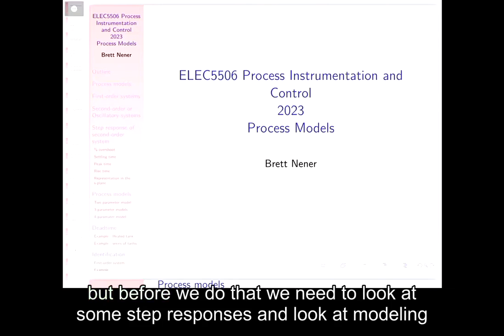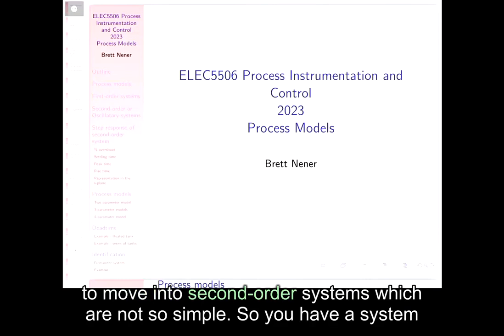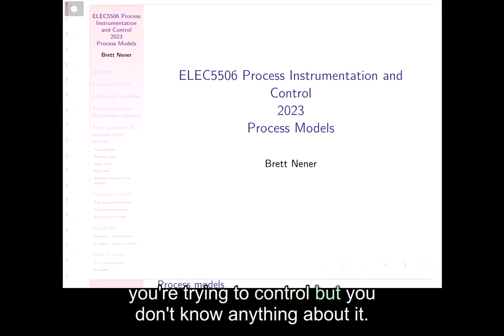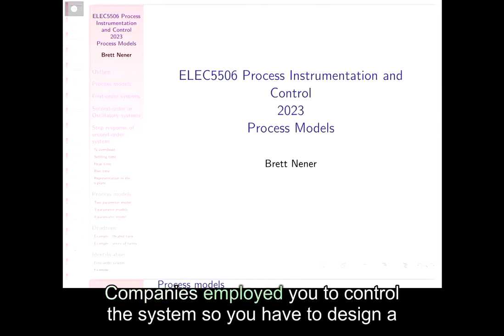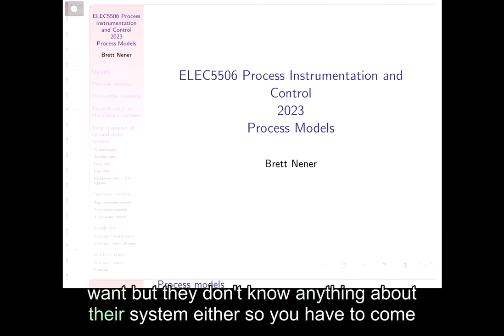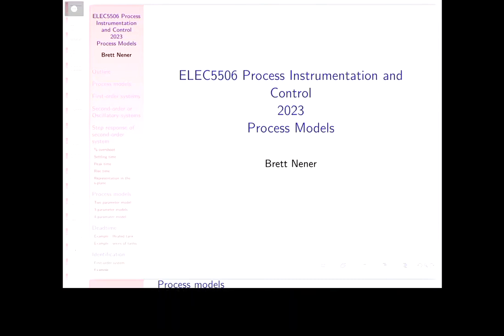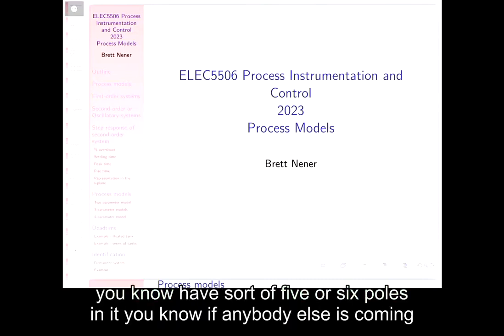But before we do that, we need to look at some step responses and look at modeling systems, because when we go to PI controllers and PID controllers, we start to move into second order systems, which are not so simple. So you have a system you're trying to control, but you don't know anything about it. Right? So a company employed you to control this system, so you have to design a compensator and put it in a feedback loop to give it a response that they want. But they don't know anything about their system either. So you have to come up with a model of the system. And some systems can be extremely complex and can have sort of 5 or 6 poles in it.